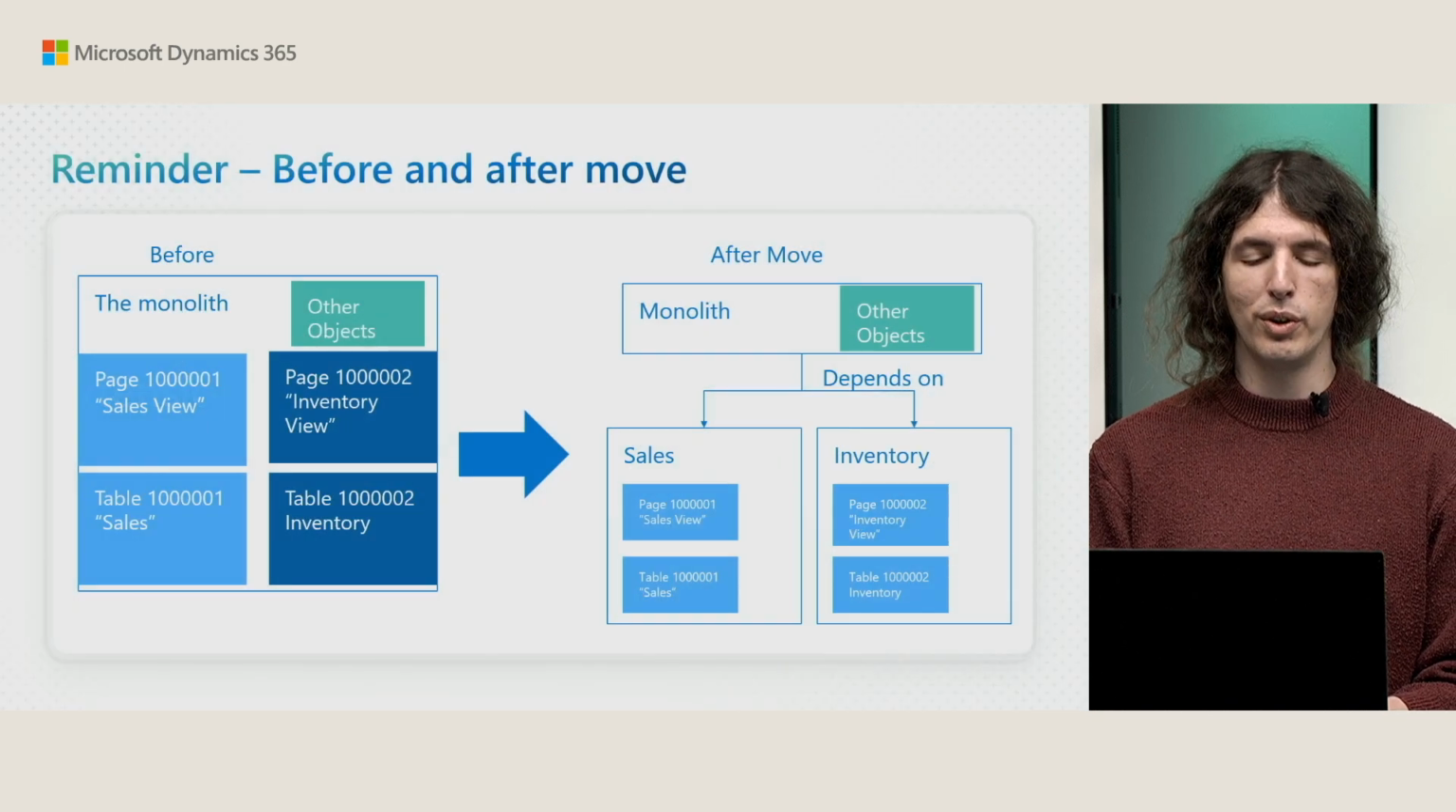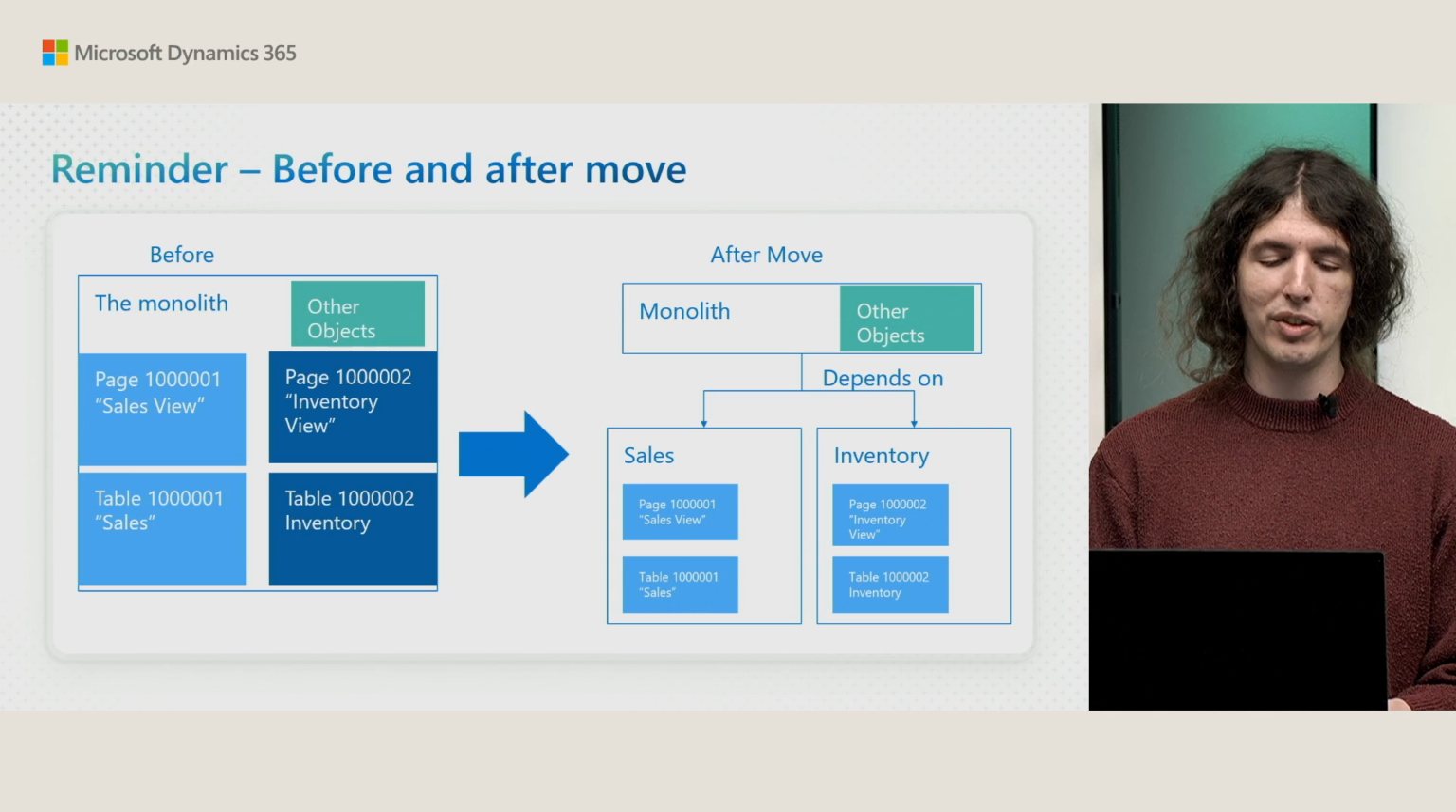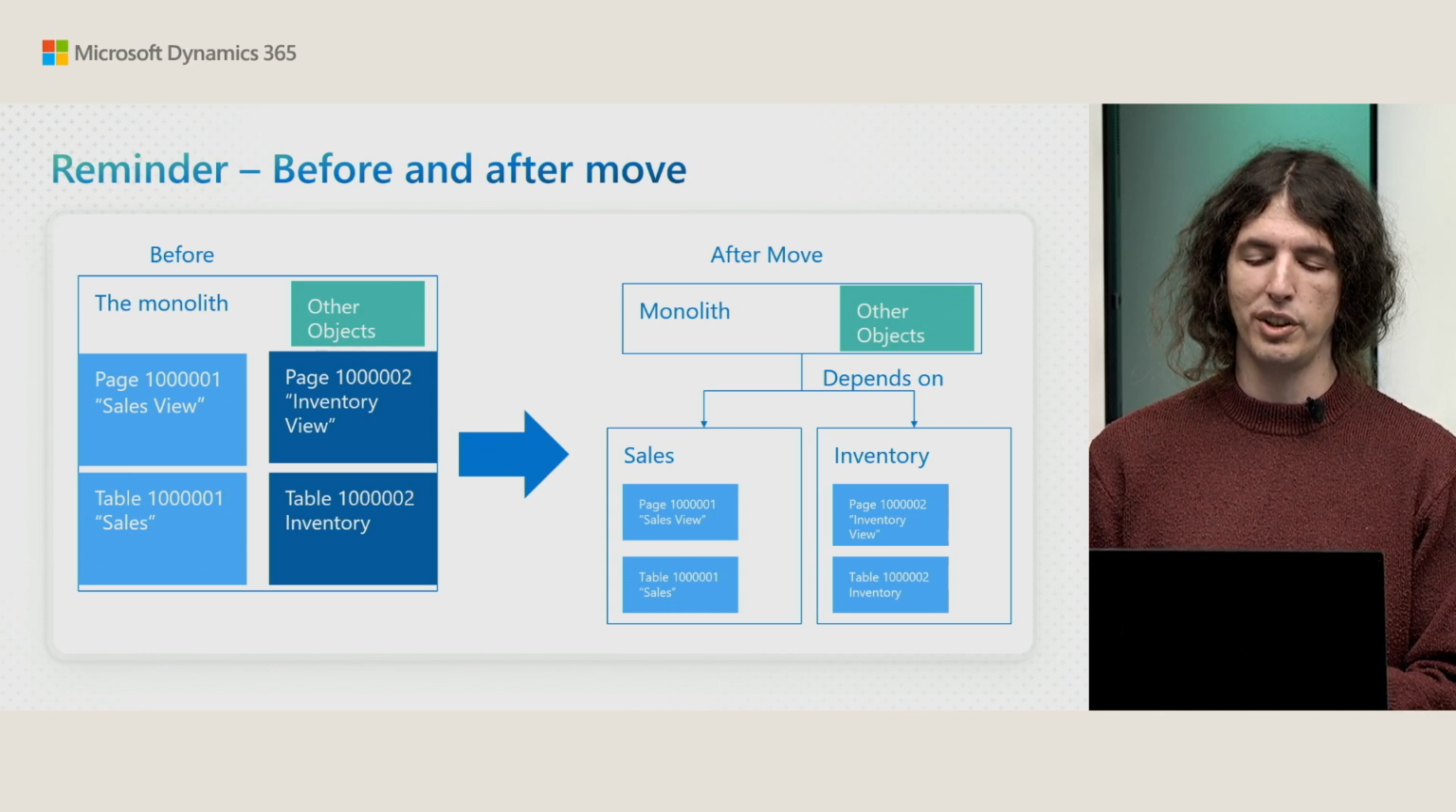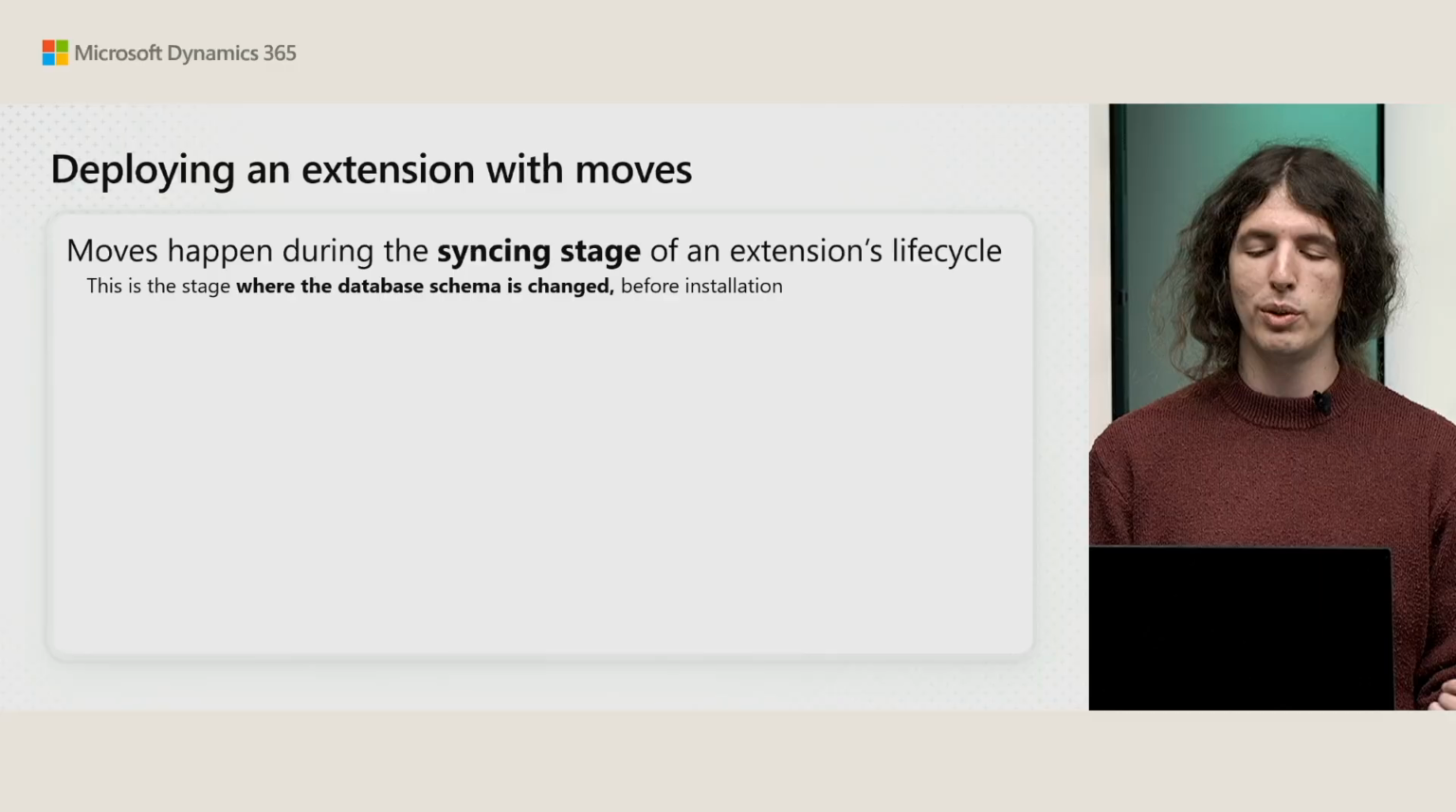Let's do a small review on what we are trying to achieve. We are trying to move the functionality for sales to a sales app and the functionality for inventory to an inventory app. The first thing to consider is, when does a move happen? Moves happen during the syncing stage of an extension's lifecycle.